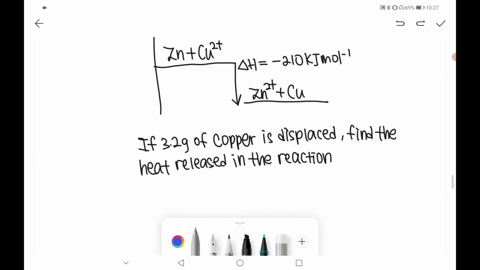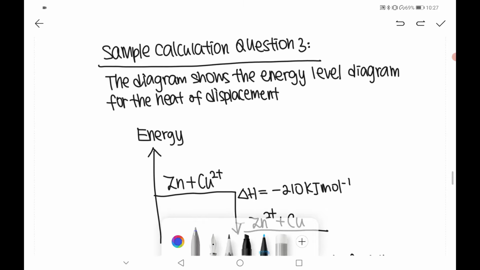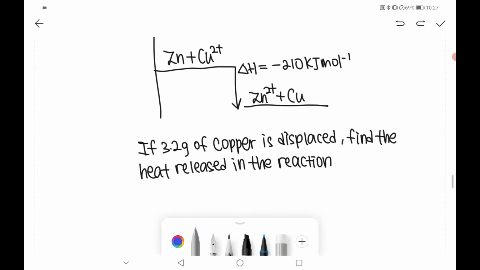The question says, if 3.2 grams of copper is displaced, okay, displaced means we kick out, so we kick out 3.2 grams of copper, find the heat released in this reaction. So this is a very, very good question.